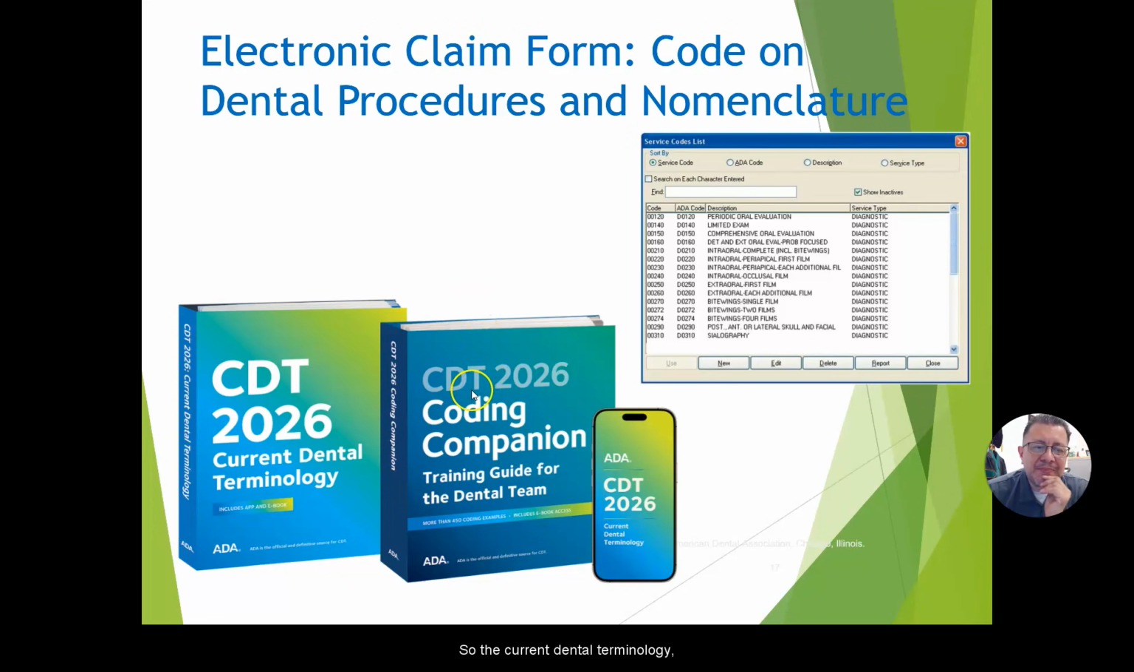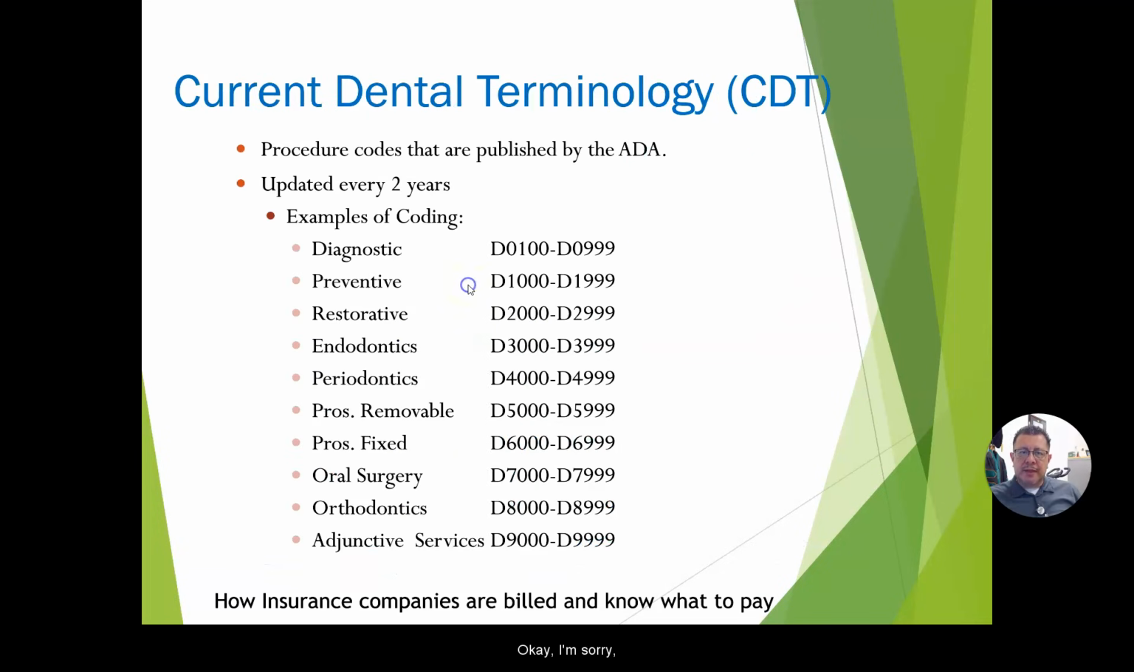So this is the current dental terminology, right now we're at CDT 2026. And so every year, every 2 years, they come up with a new version. Okay. I'm sorry, it's every 2 years. Now, you should be familiar, in case you're not, okay, with some of the different categories. So perio, it's in the 4,000s. Preventative, it's in the 1,000s.